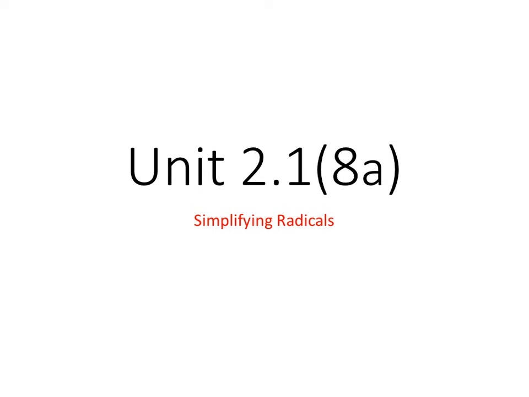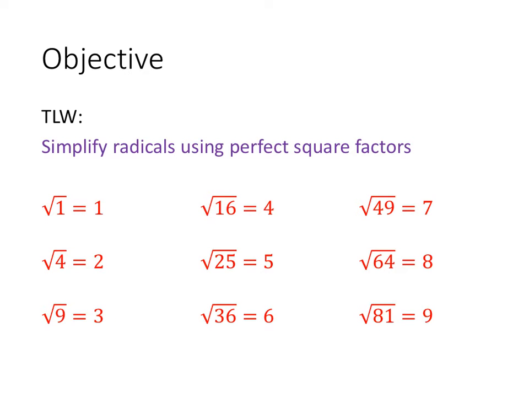Okay, so today's topic is going to be Unit 2.1, and this is Day 8, Part A, and this is just simplifying radicals. So we're going to split this up into a couple different sections so that we can more effectively do the next one. Before we get started, our objective is to simplify radicals using what we call perfect square factors. And so this is what we're going to look at today.